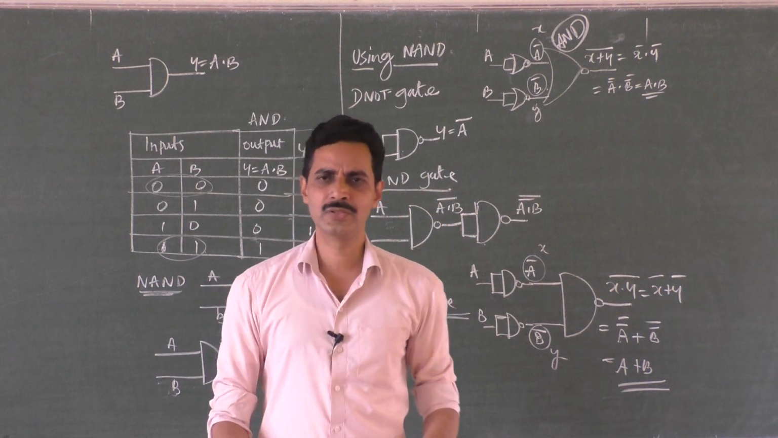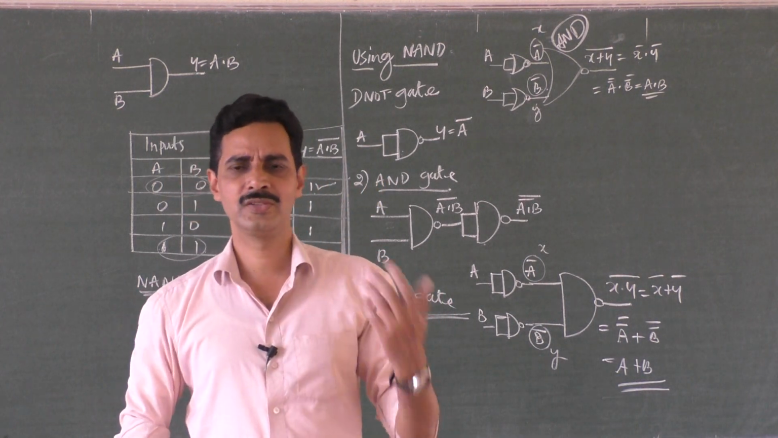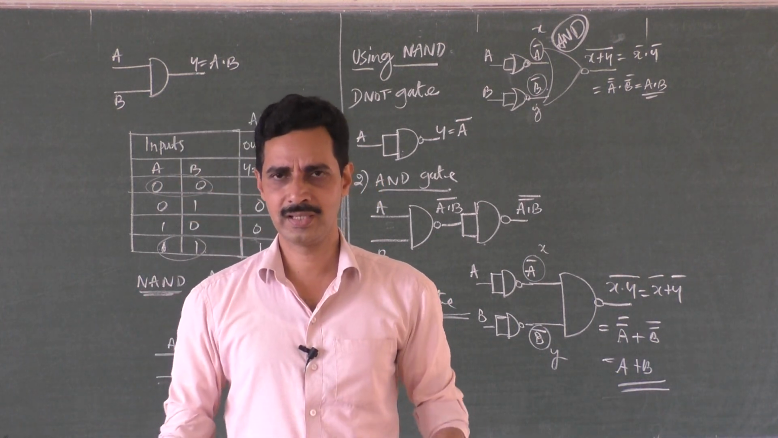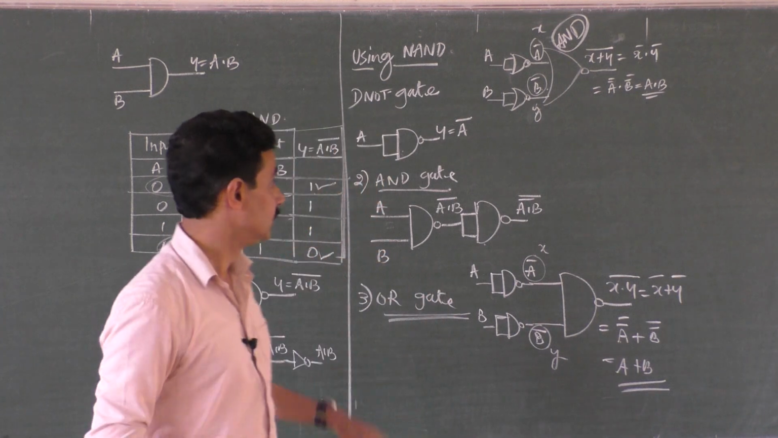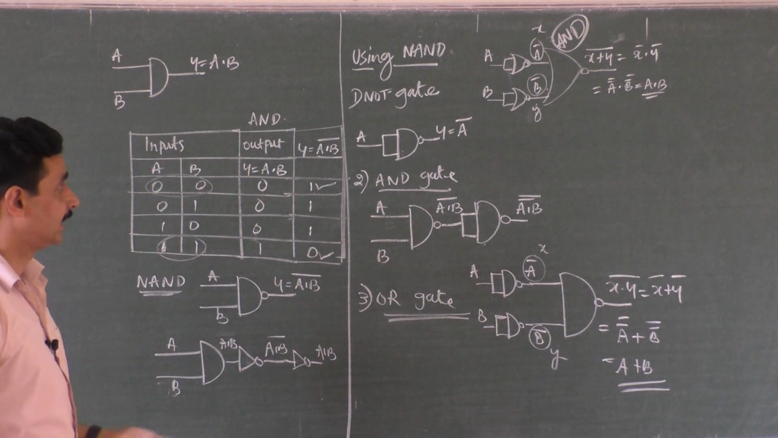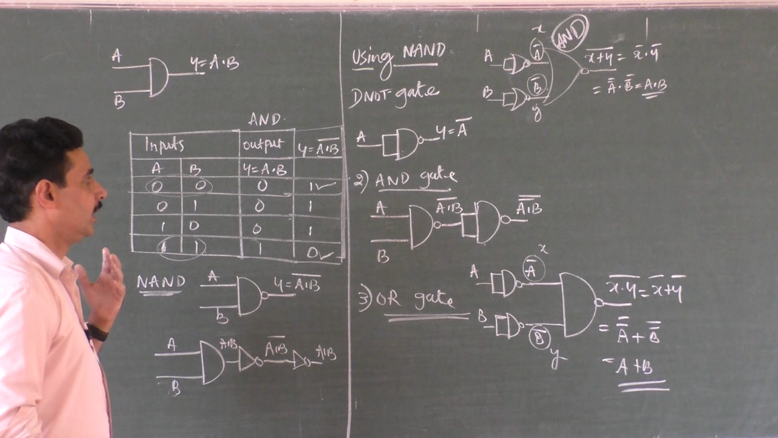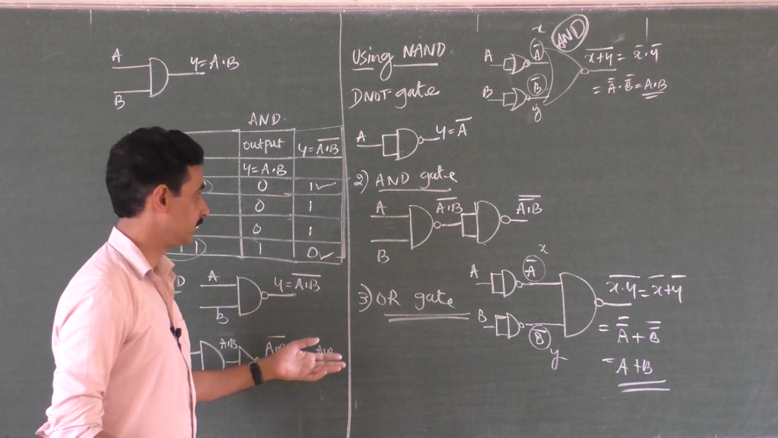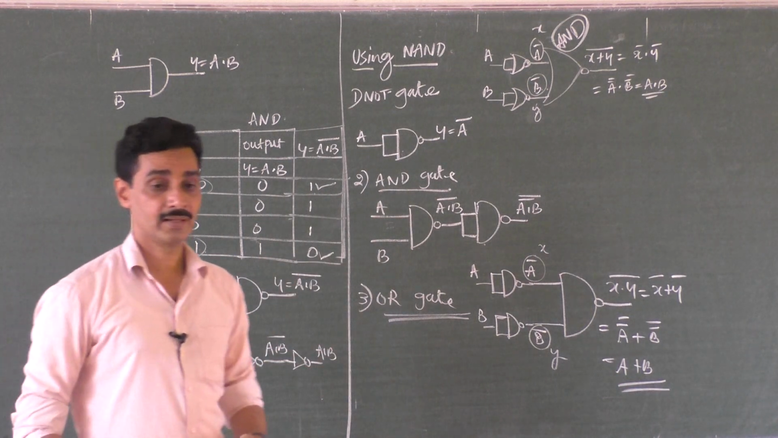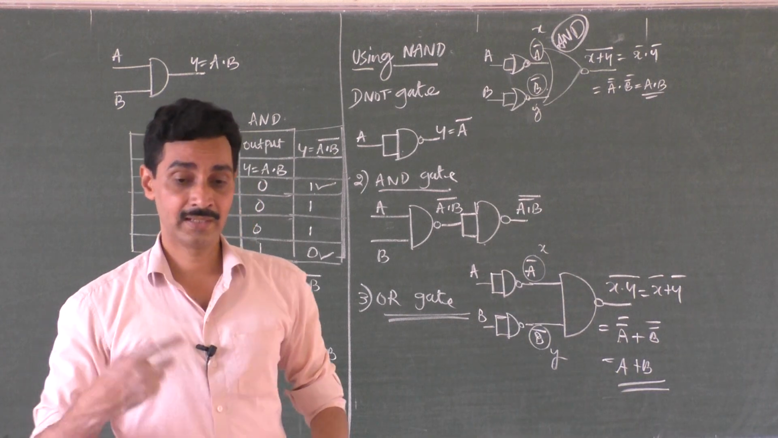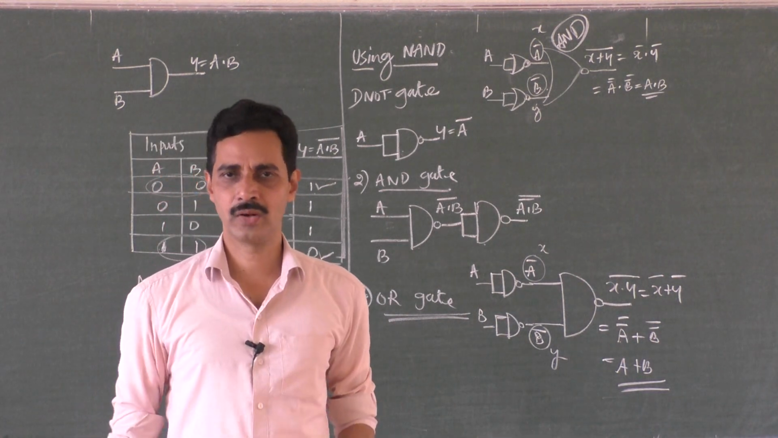In the beginning it looks very complicated, but as you study all the logic gates properly, you will get the answer. So using NAND gate, you can construct NOT gate, AND gate, OR gate. Using NOR gate, you can construct NOT gate, OR gate, AND gate, everything. So that's why they are called universal gates.